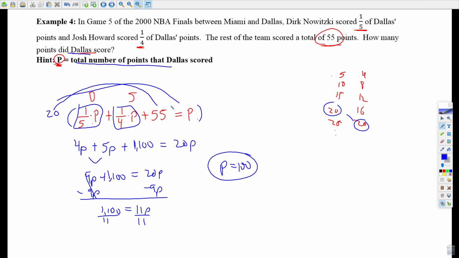So a lot of students get tripped up on this one, but you've got to take your time. A lot of times when you set this up, the other side of the equation just ends up being the variable by itself. That happens pretty often when you're trying to find the total number of points and you identify the variable as the total number of points. That's usually what happens.